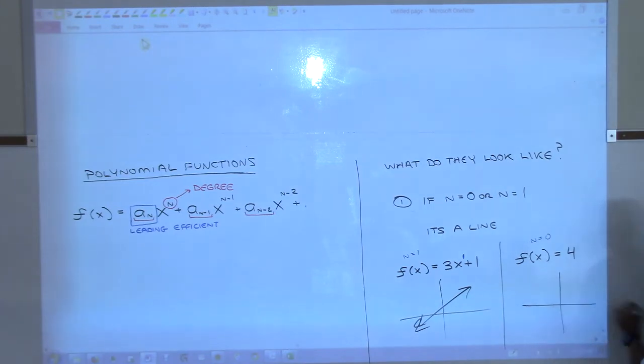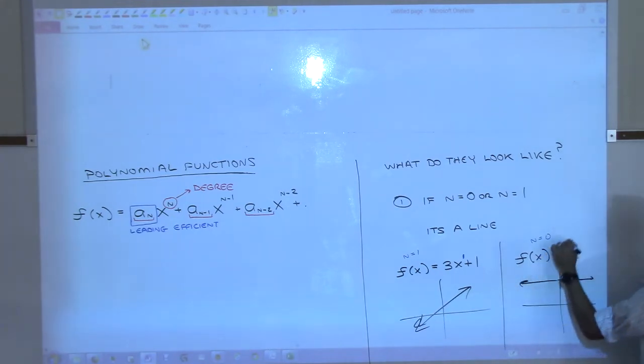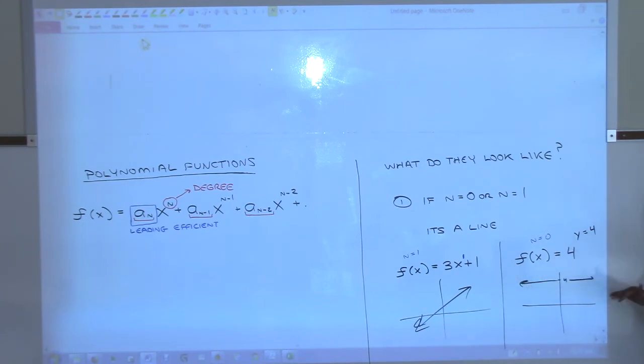What would this line be? f(x) = 4. Straight line. Vertical or horizontal? Horizontal line. It would go through 4. It would go like this. This is the same as saying y = 4. So this is a horizontal line, but it's still a straight line, okay? So in those two cases only, you have straight lines.